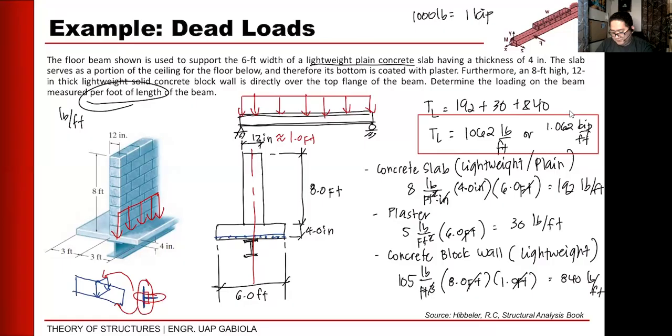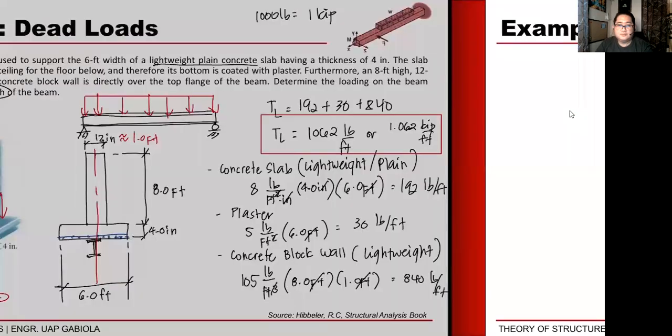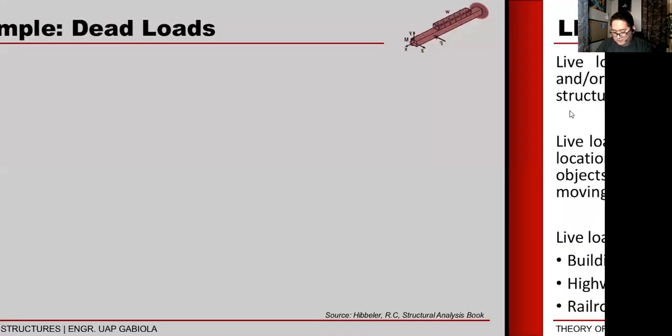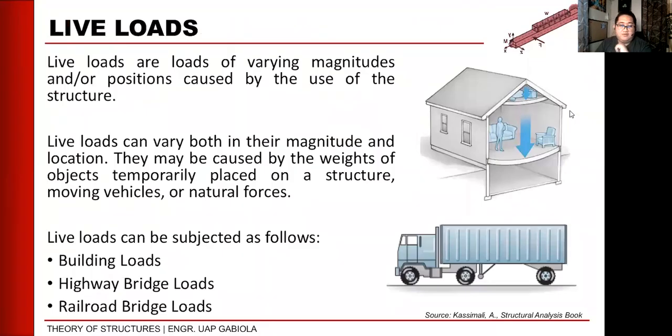Okay, next. Right. So next is punta tayo sa live load. So si live load naman daw are loads of varying magnitudes and or positions caused by the use of the structure. Okay? So varying, ibig sabihin hindi siya permanent dun sa location niya or moving siya, kaya varying magnitude siya. Then live loads can vary both in their magnitude and location. They may be caused by the weights of the objects that are temporarily placed on the structure.